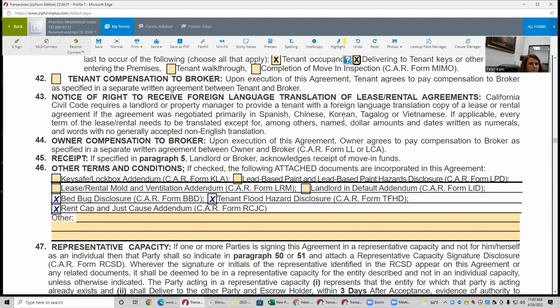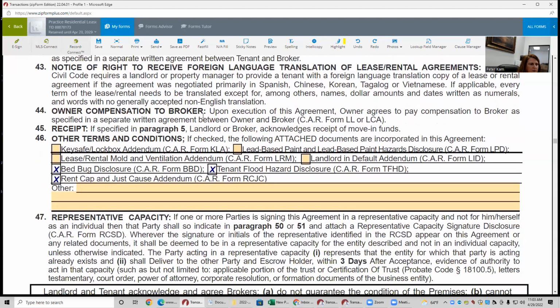If it's a foreigner and they've had foreign language translation of the lease agreements, the civil code requires a landlord or property management to provide a tenant with a foreign language translation copy of the lease or rental agreement. I haven't seen this too often, but that's just a paragraph advising you of that.